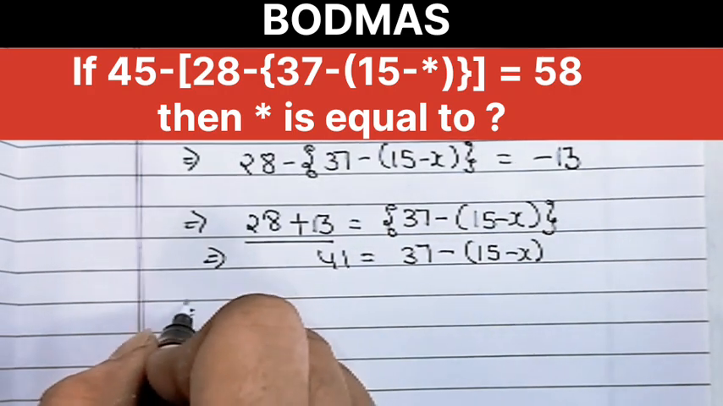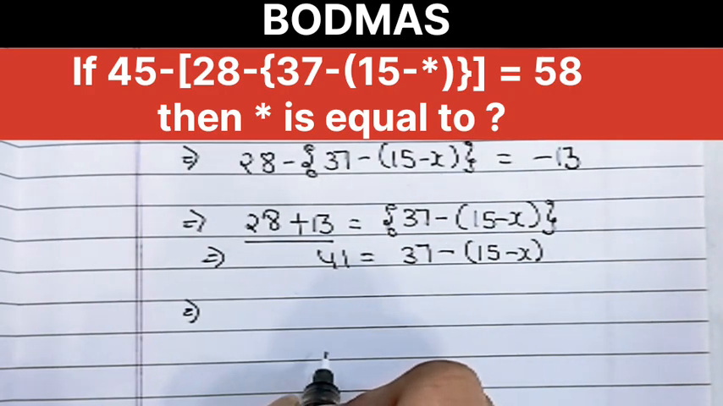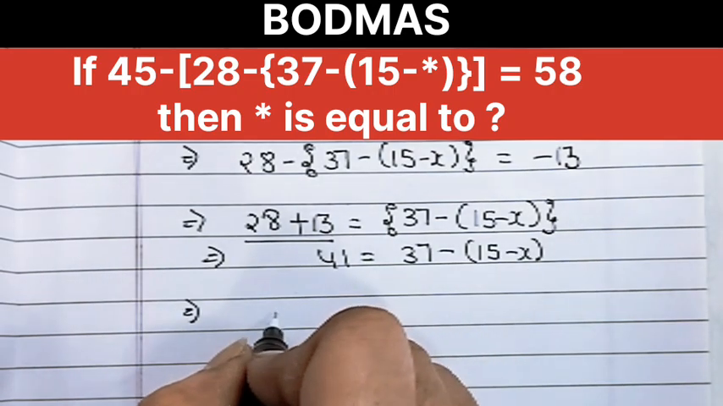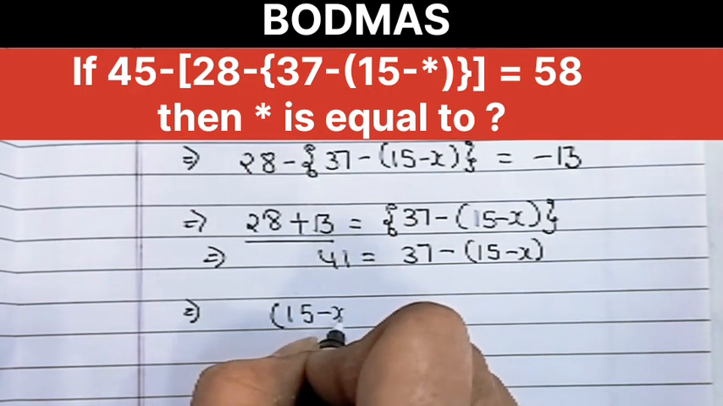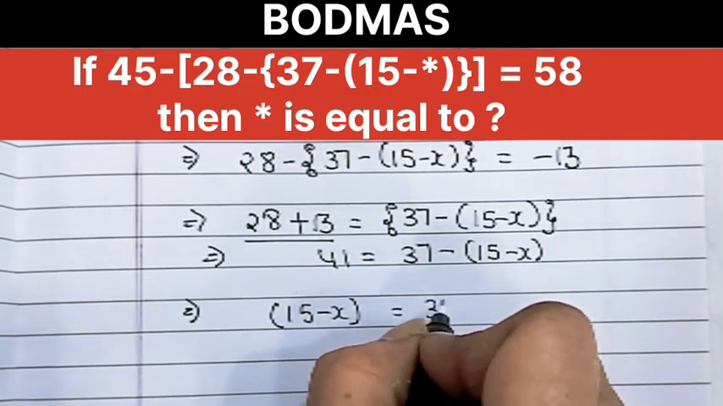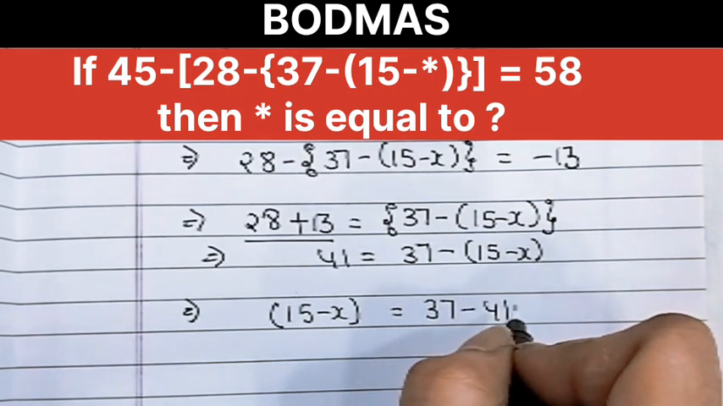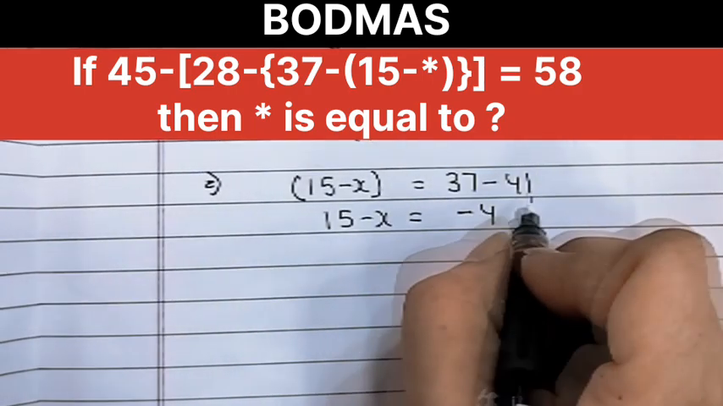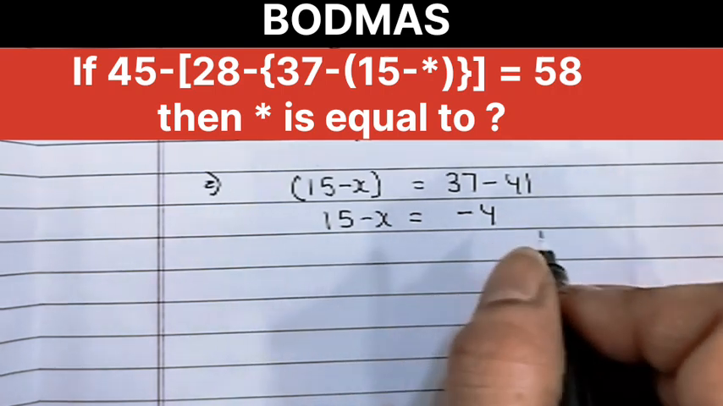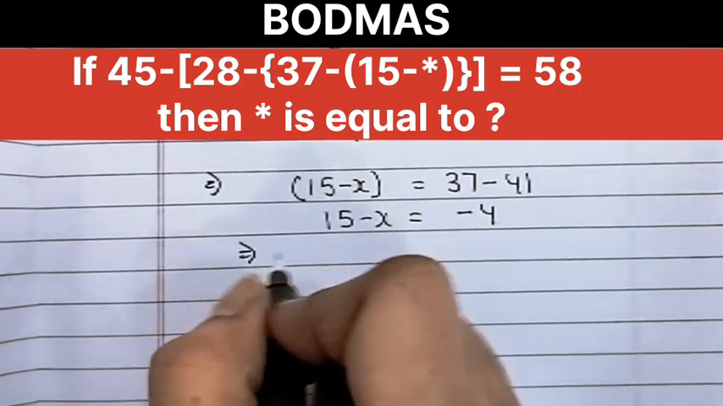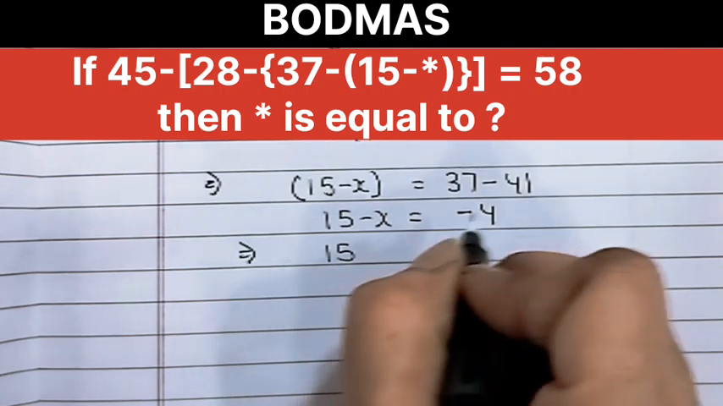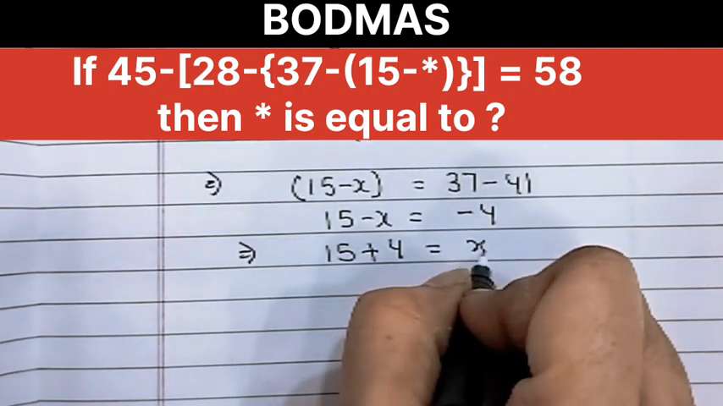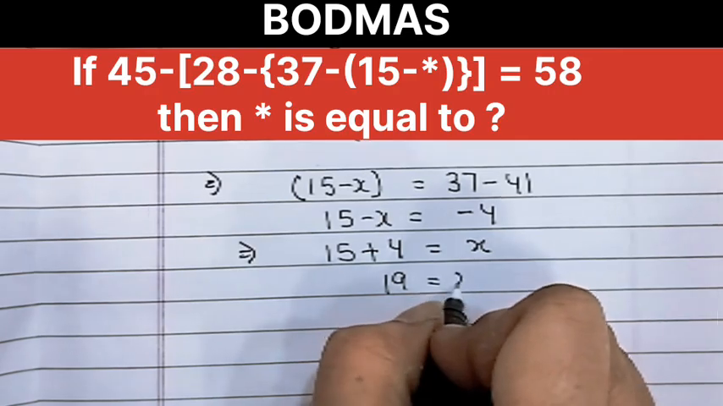Now the third step says isolate the parentheses, rearrange to solve the inner part, like 15 minus x. So we'll just write it down: 15 minus x equals 37 minus 41. We can transpose the values. Minus x equals minus 4, because the larger digit has a negative sign. Now solve for x: transpose the 15, and it will become positive. 15 plus 4 equals x, so 19 equals x.